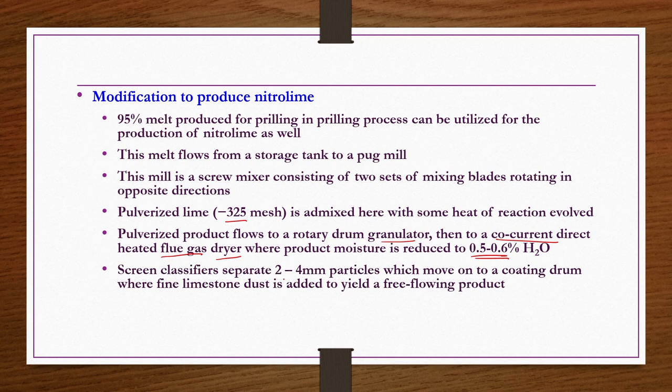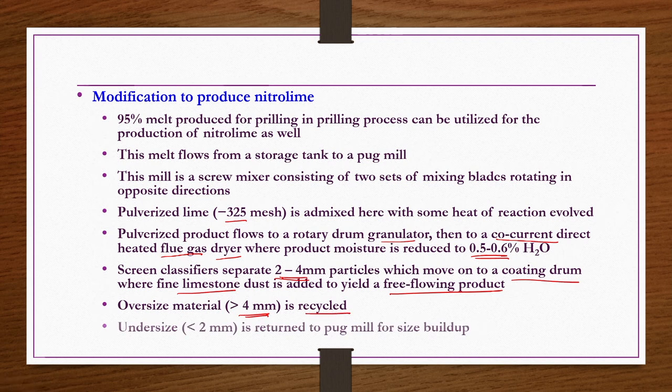Screen classifiers separate 2 to 4 mm particles, which move on to a coating drum where fine limestone dust is added to yield a free flowing product. Oversized materials having more than 4 mm size are recycled to the crusher for further size reduction, whereas the undersize having less than 2 mm is returned to the pug mill for size buildup.